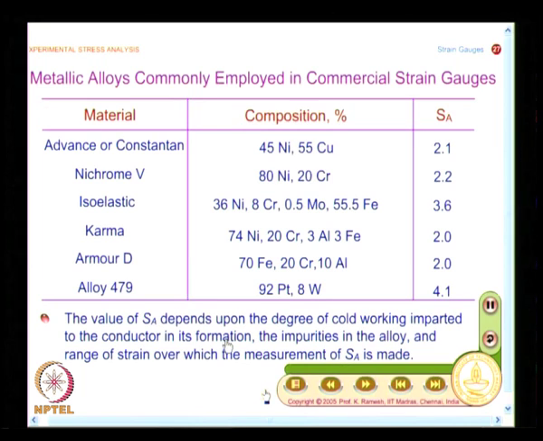So, what you will have to look at is that the strain sensitivity is a function of cold working and impurities, which is advantageously used later when you want to develop self temperature compensated gauges. You play with these two parameters and modify your strain gauge properties, so that self temperature compensation is possible.